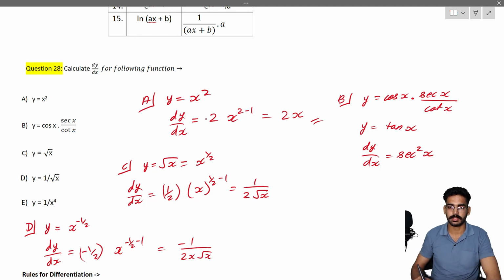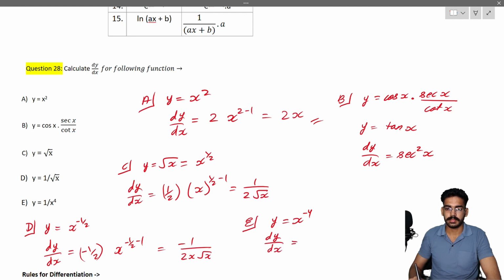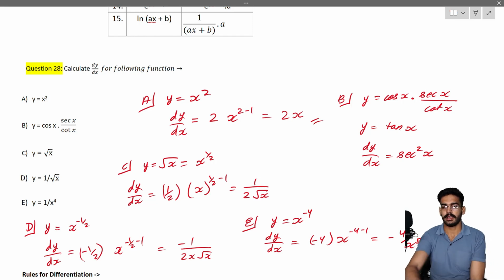Now we have y equal to x to the power minus 4, if you take it in the numerator. So what is dy by dx here? Basically n into x to the power n minus 1. So this came as minus 4 by x to the power 5. This is my dy by dx. This is clear. In the next video we are going to see ahead. Thank you.